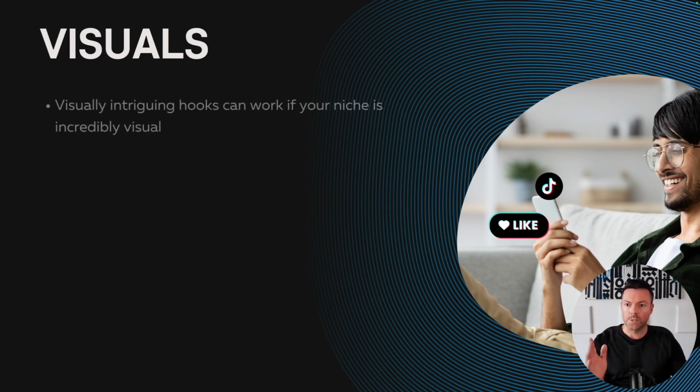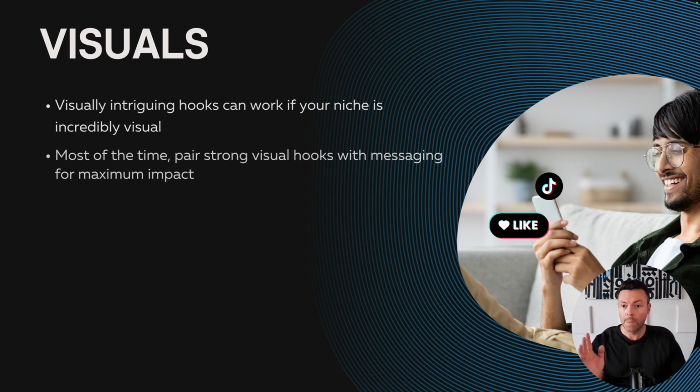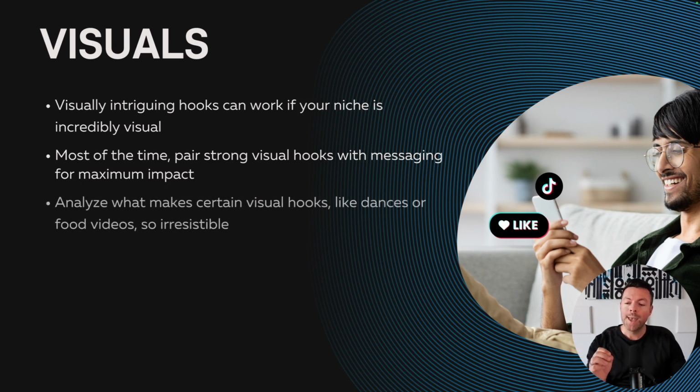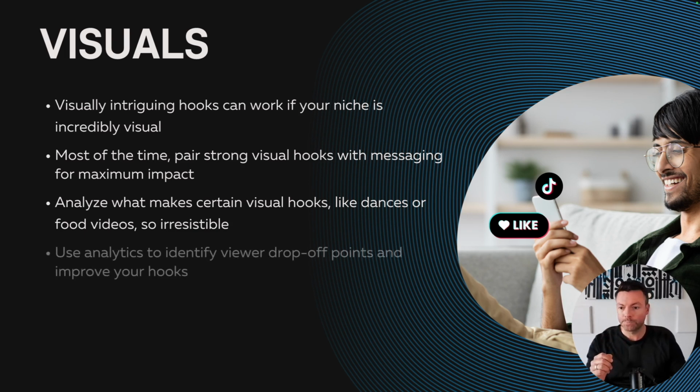Okay, let's talk about visuals now. Visually intriguing hooks can work if your niche is incredibly visual only. Most of the time, you want to pair strong visual hooks with messaging for maximum impact. So do both. Don't just do one or the other. Analyze what makes certain visual hooks, like dances or food videos, so irresistible. Look in your niche and try to write down a list of all the visuals you see working really well in the viral TikToks. Use analytics to identify viewer drop-off points to improve your hooks.